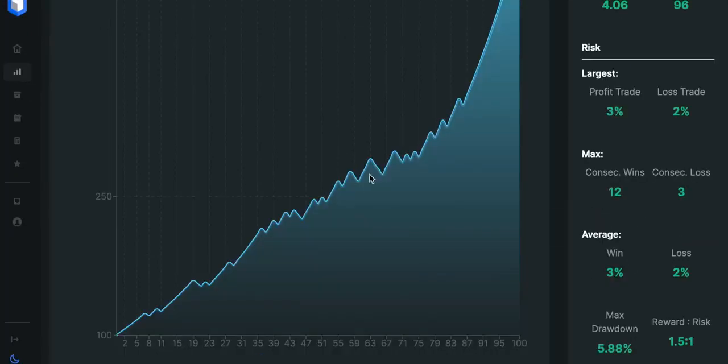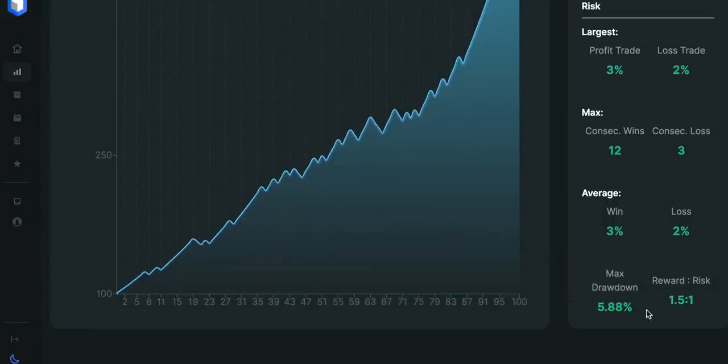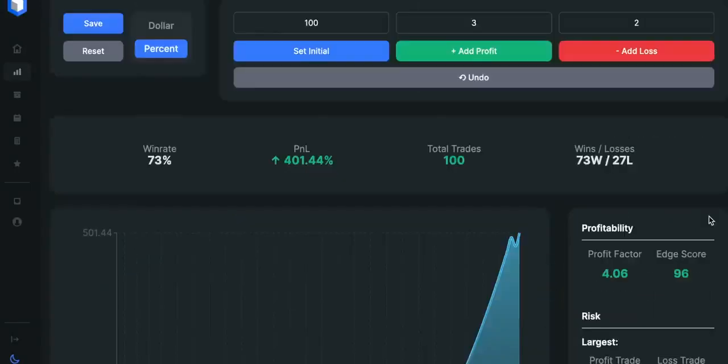The equity curve is also really stable, no serious drawdowns at all. So yeah, we can see that this strategy is much more reliable and consistent. Definitely give it a try, but make sure you forward test it with paper money before trading live.